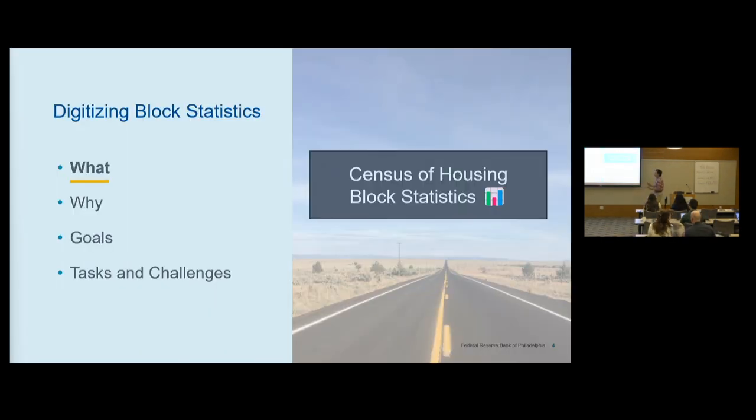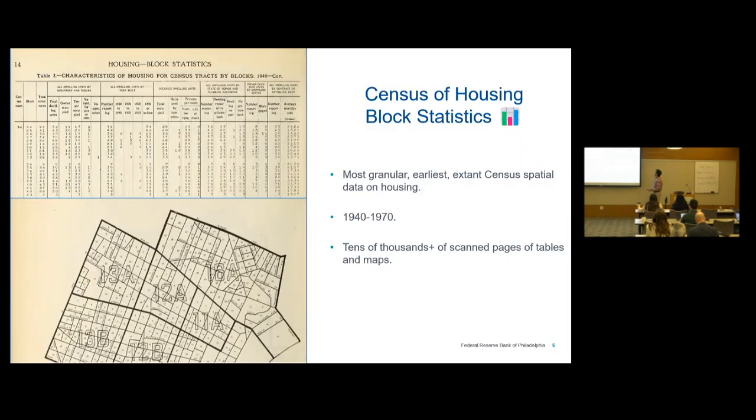Okay. So what are we doing here? We're going to be digitizing the Census of Housing block statistics. What are the Census of Housing block statistics?